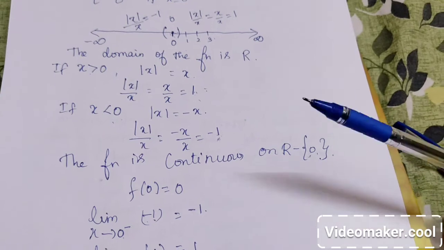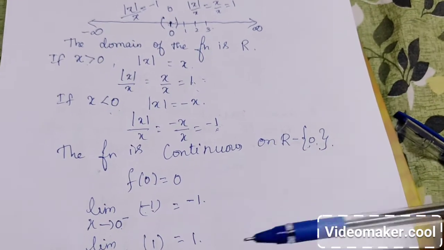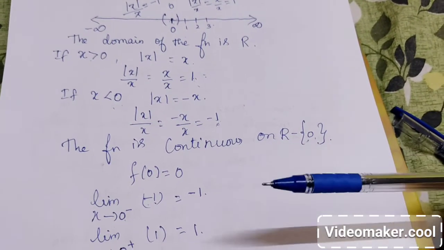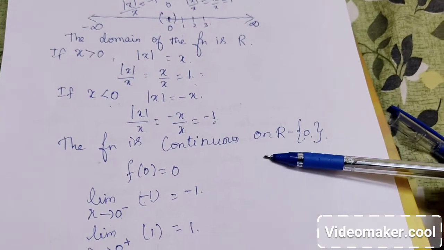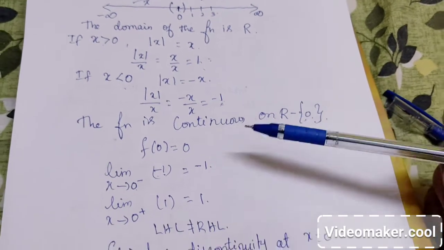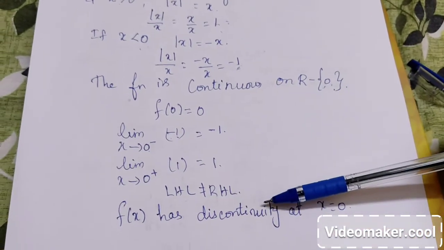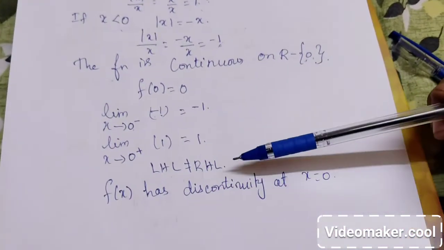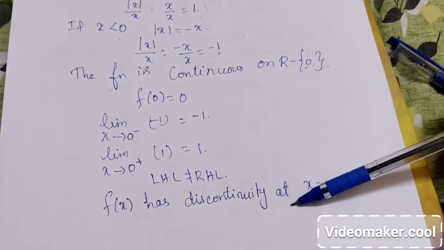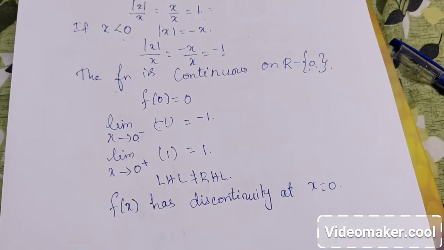To say the function is continuous, we have to say left hand limit and right hand limit are equal, and that value is equal to the functional value. Here the left and right hand limits themselves are not equal, so we don't have to worry about that. Here itself we can conclude the function has discontinuity at x equal to 0.